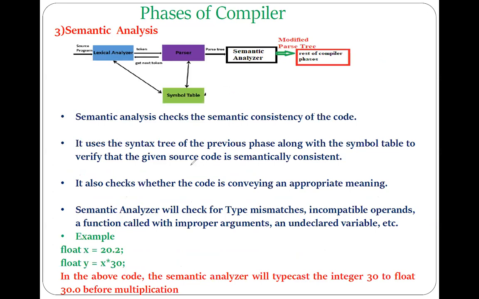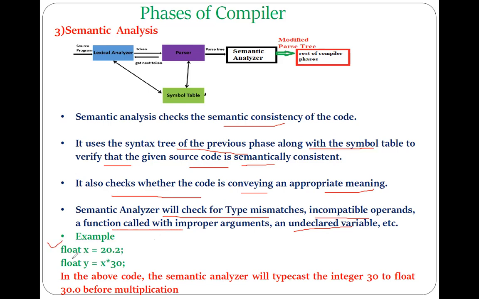Here you can also see that semantic analysis checks the semantic consistency or meaning of the code. It uses the syntax tree of the previous phase along with the symbol table to verify that the given source code is semantically consistent, or has valid meaning. It also checks whether the code is conveying some appropriate meaning. For that, it checks different things: type mismatch, type compatibility of operands, function calls with proper or improper arguments, and declared or undeclared variables.